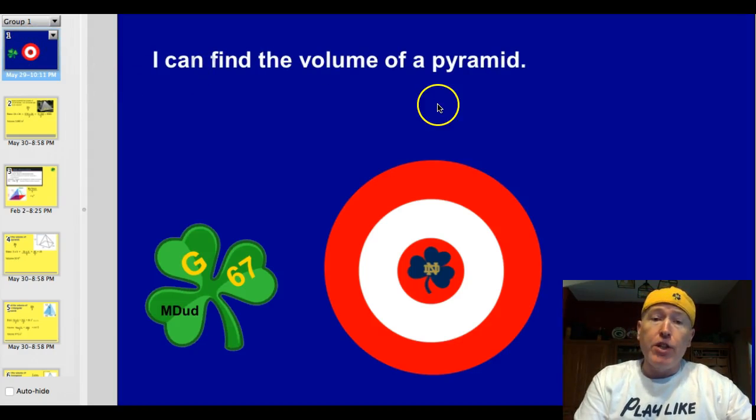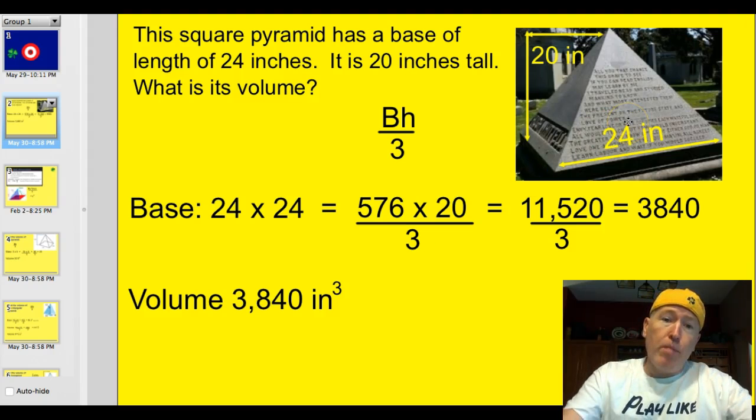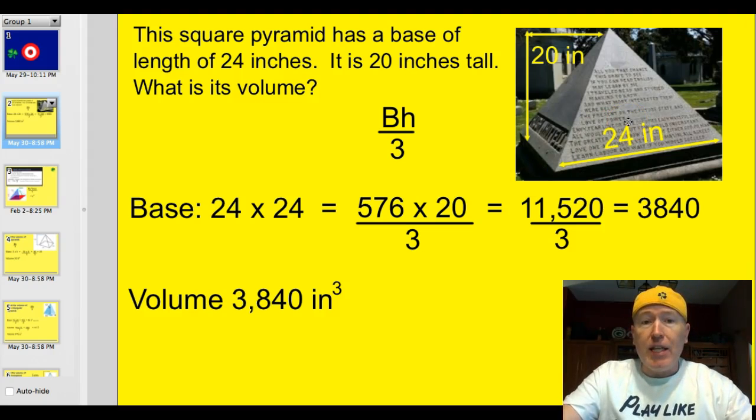All right, tonight officially I can find the volume of a pyramid. Let's do this thing. All right. This square pyramid has a base length of 24 inches. It's 20 inches tall. What is the volume? Hey, this is a simple lesson. Base times height divided by 3. Did you notice that it's a big B? A big B meaning base units squared.